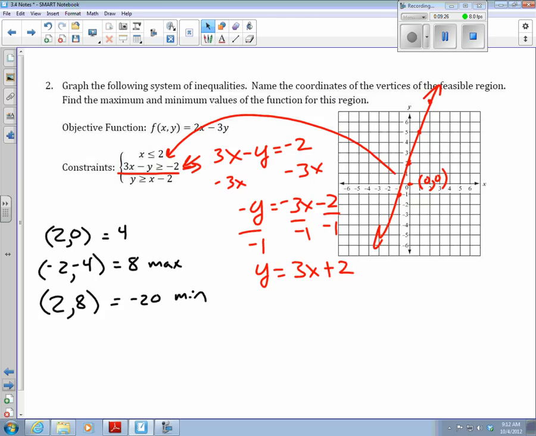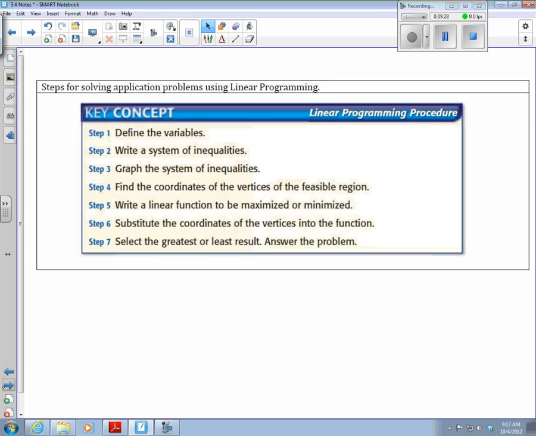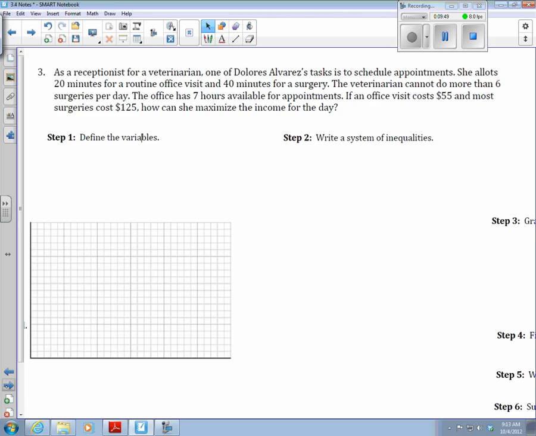I want to go on to the next problem where we actually have to set up and define some variables. Here's the steps. It says to define variables, write the system of inequalities. That's the main thing right here. And then some people struggle with this one. Steps for writing the minimum maximum function basically, and I'm going to go over that in this next problem. And we'll cover a few in class tomorrow.